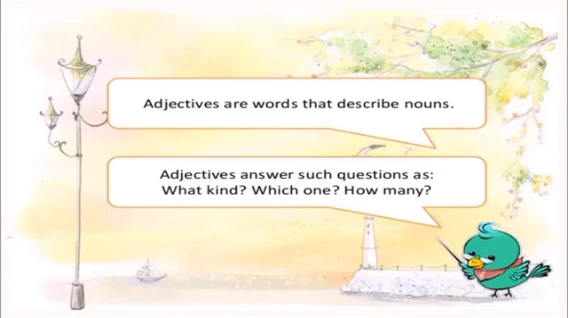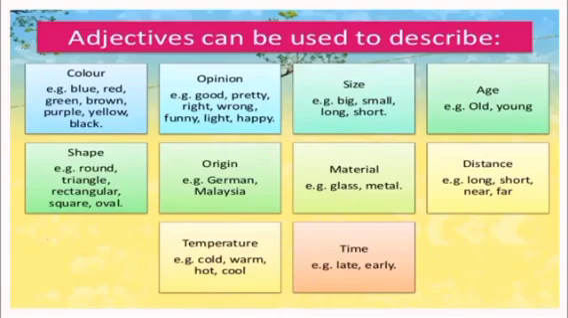Next, we are going to learn about adjectives. Adjectives are words that describe nouns. Adjectives answer such questions as: what kind, which one, how many. Adjectives can be used to describe color, opinion, size, age, shape, origin, material, distance, temperature, and time.